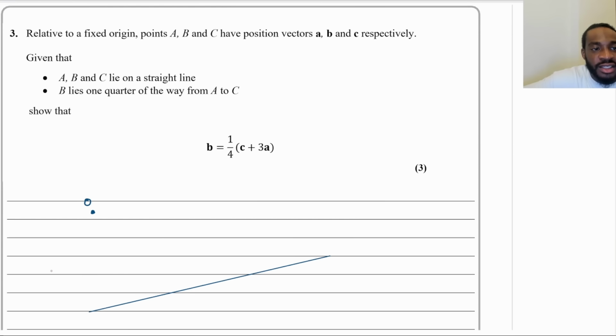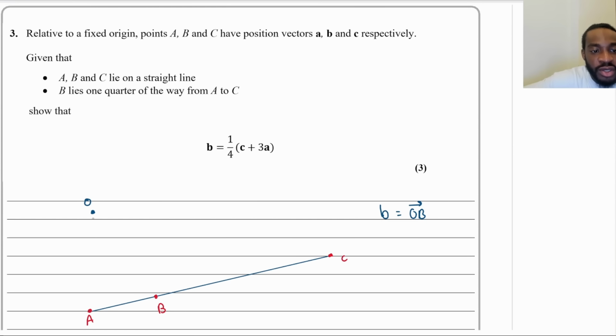And let's say this is the point A. This is the point B, which lies 1/4 of the way from A to C. So B is going to be closer to A than it is to C. So let's say it's like there. Let's say C is there. Okay? We want to show that B, which is going to be the position vector OB, is equal to OB. We want to show that O to B is equal to 1/4 times C plus 3A.